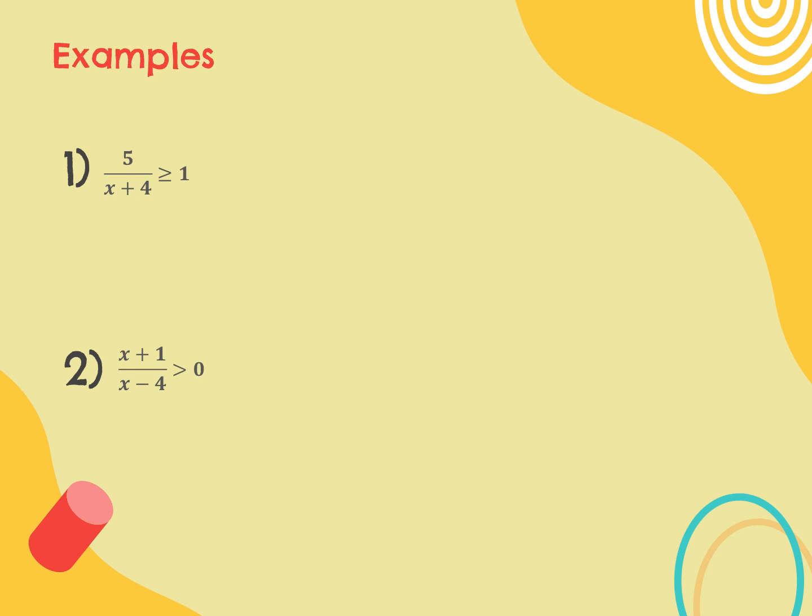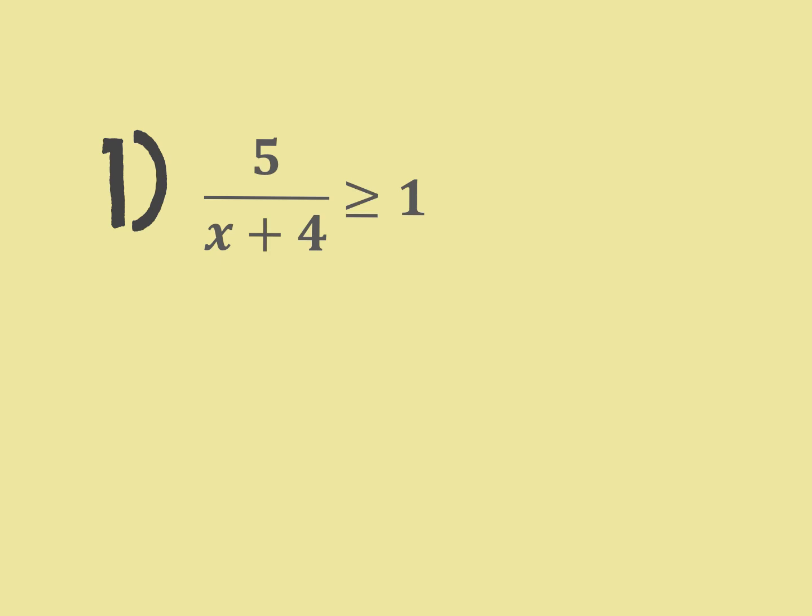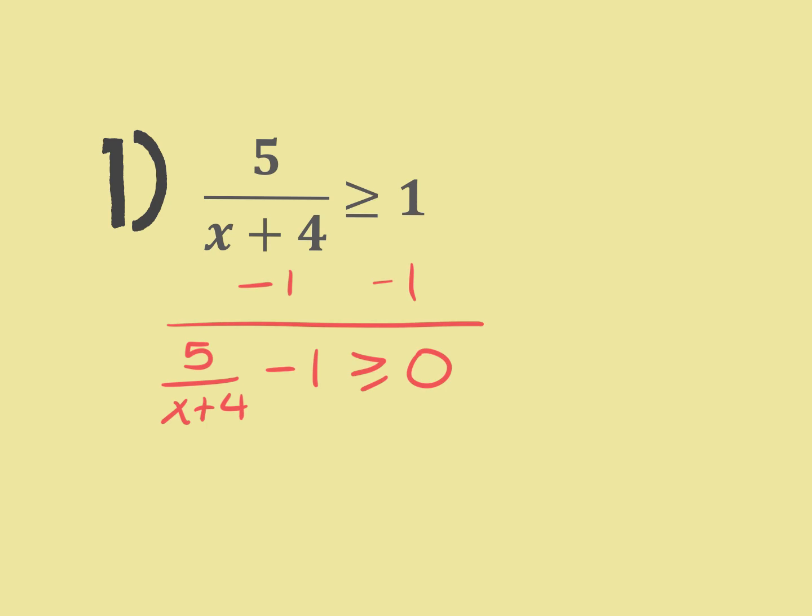So for my first one, a lot of you may be tempted to just put a 1 under that 1, cross multiply, but you cannot do that. You have to get a 0 on one side of the inequality symbol. So what I need to do first is subtract 1 from both sides. And now I have 5 over x plus 4 minus 1 greater than or equal to 0. I need to find a common denominator. So I could show that this minus 1 is really 1 over 1.